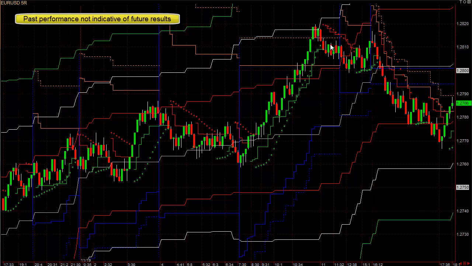Same thing with this one right here. So here's a pullback. You had a tiny loss, another entry. It went up a few pips. You can always move your stop up once it starts going your way.